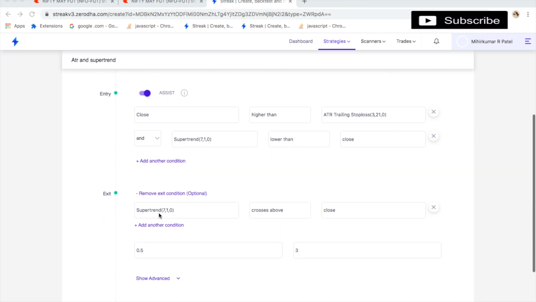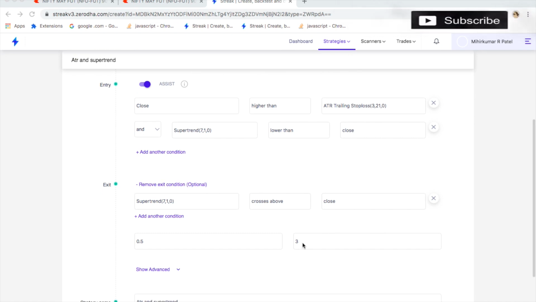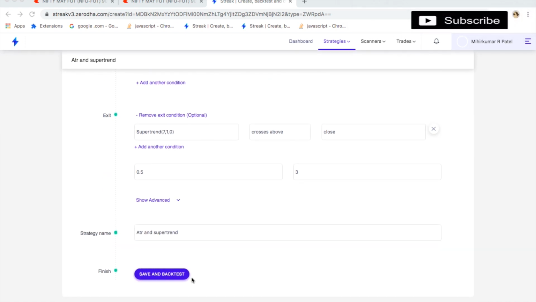What is my exit condition? Supertrend crosses above the close, or we can say stop loss is 0.5 percent and target is 3 percent. I have kept 3 percent, you can change it to 1 percent, but I want to follow the trend. So when the trend is up I will hold up to trend over. For that I have kept 3 percent. Now save and backtest.